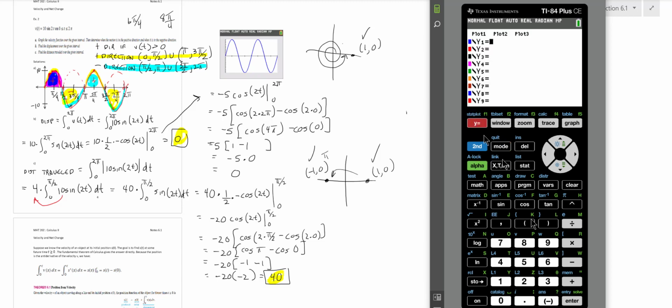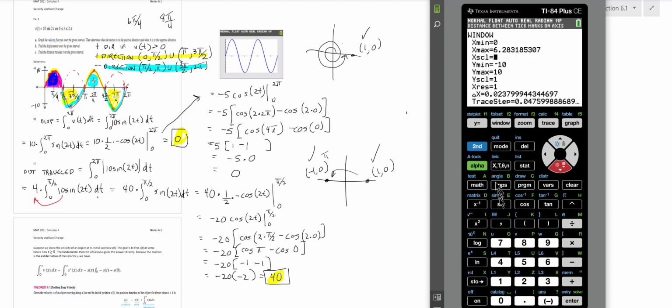Press y equals, and then just put in 10 sine 2x. Okay, like that. And then we're going to be going from 0 to 2 pi. So for your window, just put in the x minimum 0, and the x maximum is 2 pi. Sometimes you want to go a little bit bigger. I'm just going to stop it at 2 pi.